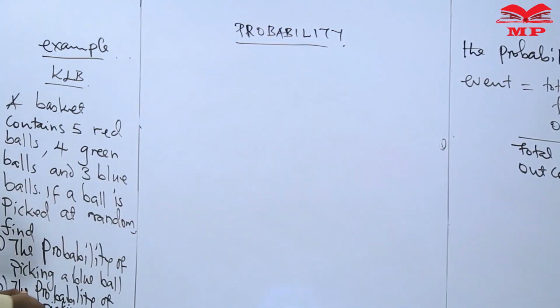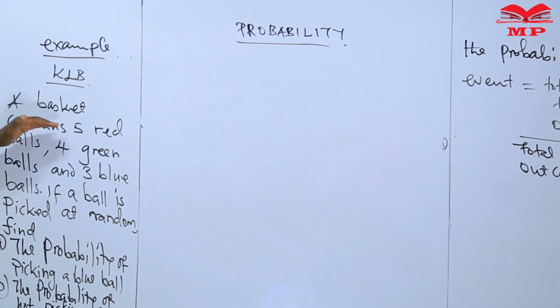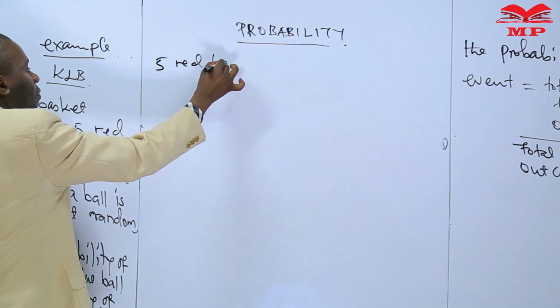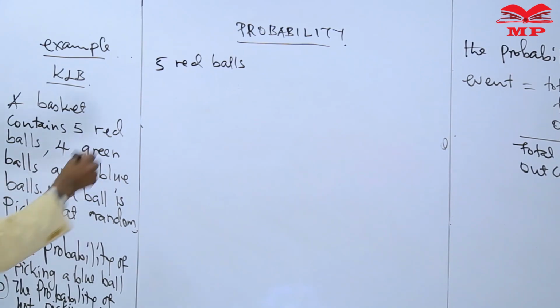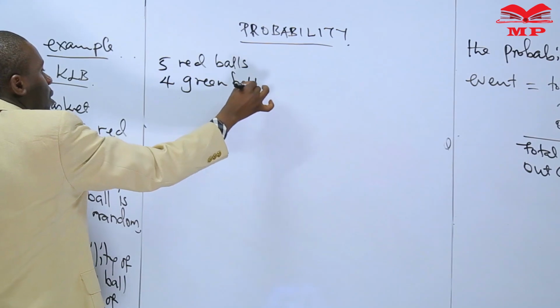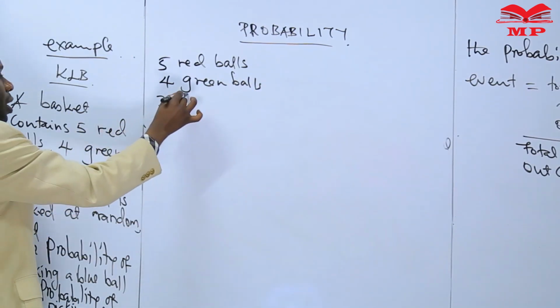Now, from this, we have the probability. A basket contains 5 red balls, so we can write that 5 red balls. This basket also contains 4 green balls. This basket also contains 3 blue balls.